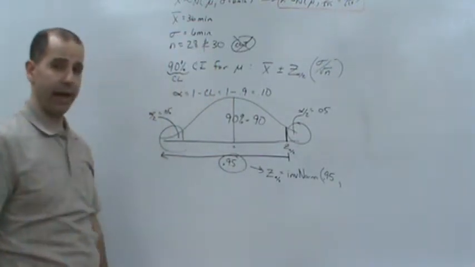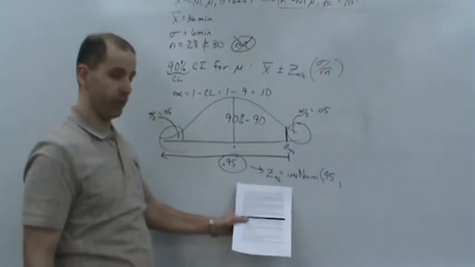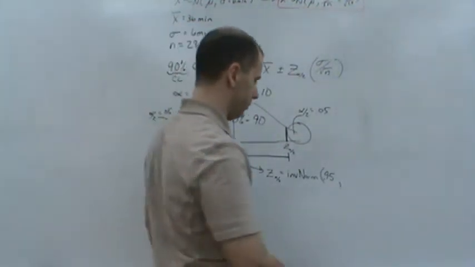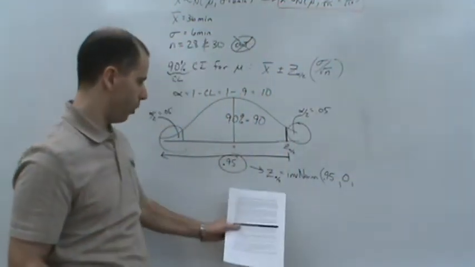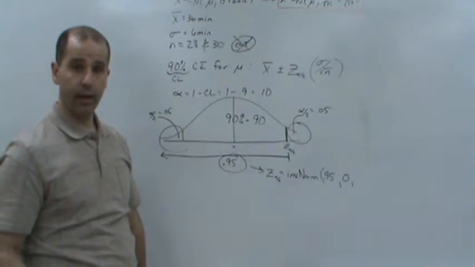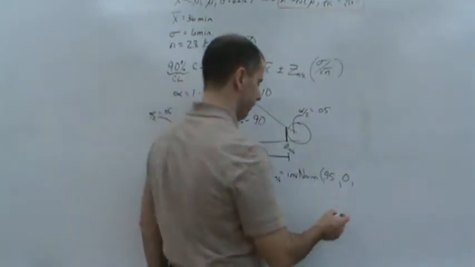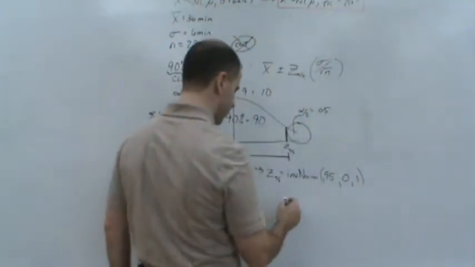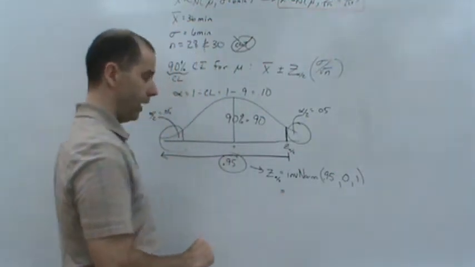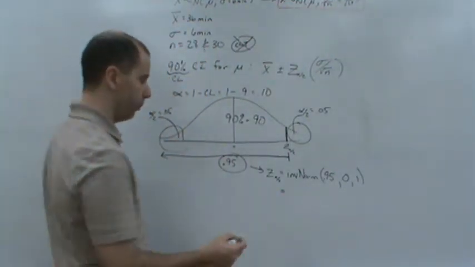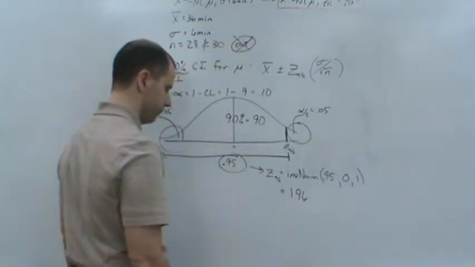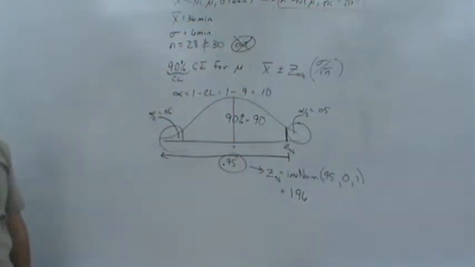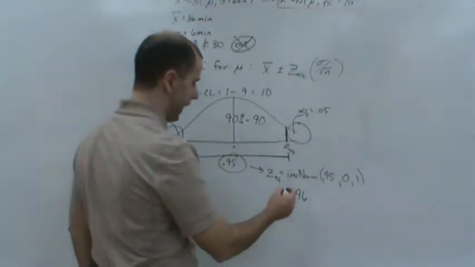And then after that is the mean. Well, what's the mean for the z distribution? 0. Remember, standard normal. And the standard deviation for the z distribution is 1. And so this will give us what? It'll give us 1.96 if you put it in your calculator. And there's your z-score. So now we have what we need.